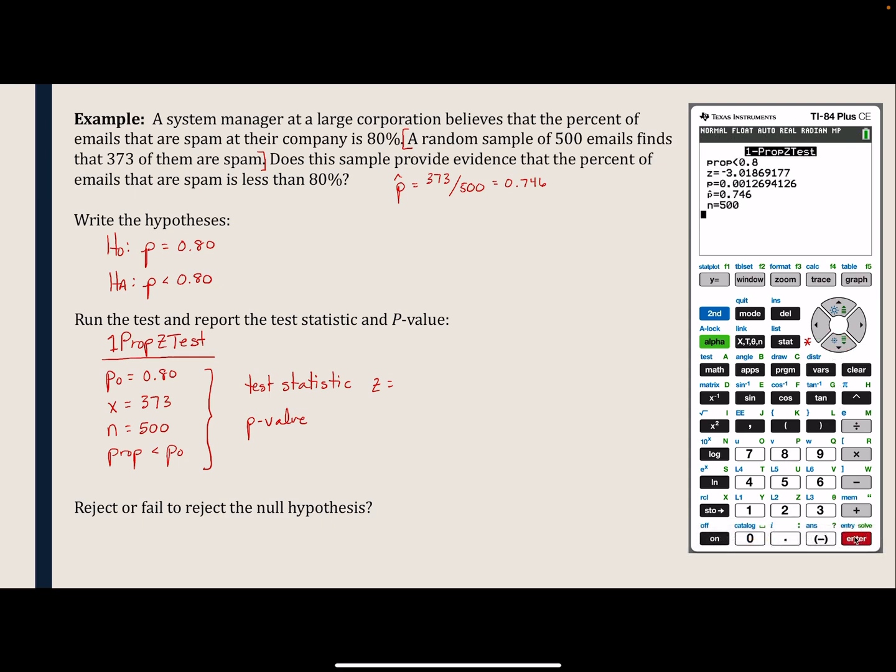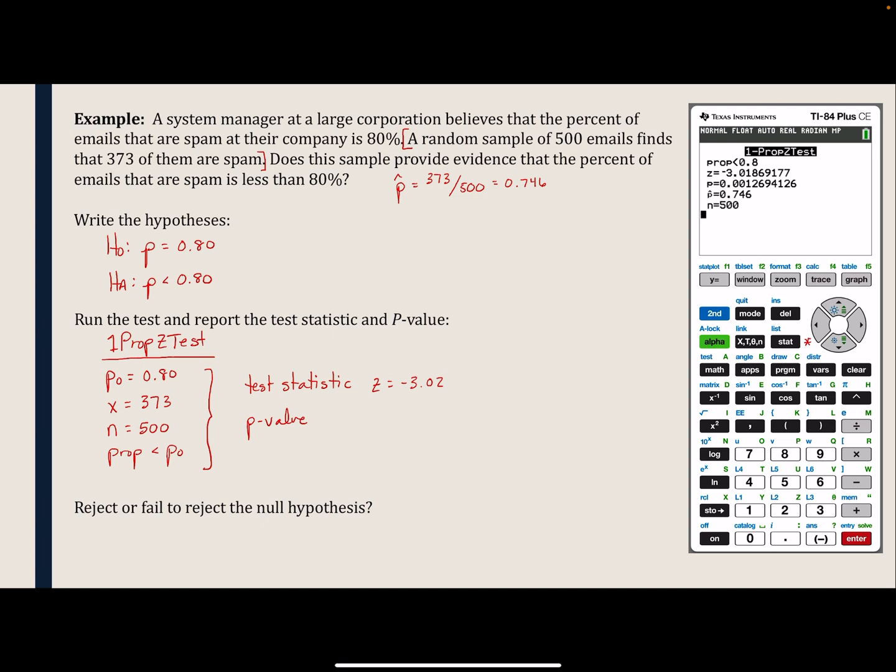So when you hit calculate, it tells you the proportion symbol. Always make sure that you've used the right symbol. It's really easy to accidentally change this. I do it all the time. So just double check that that's going in the same direction as your alternative hypothesis. We have a z-score of negative 3.02.